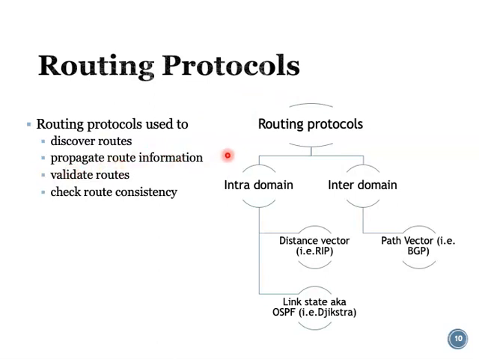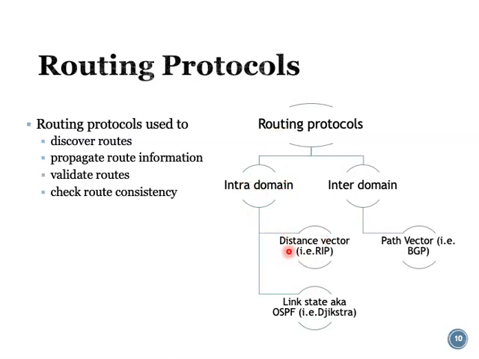For example, if the topology changes, and also for the validation of the routes. Some of the routes perhaps are not available because of congestion, or because of the failure of the intermediate routers, and so on. So the routing protocol is also used to check route consistency, whether the information is correct or not in the routing algorithm.